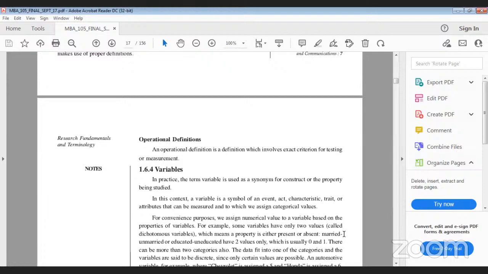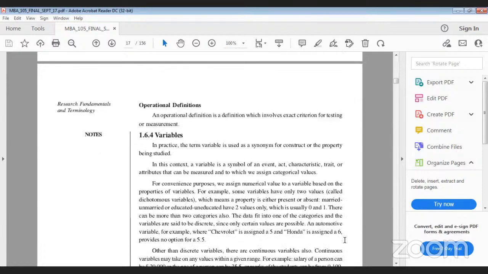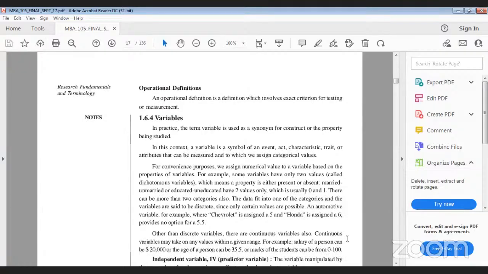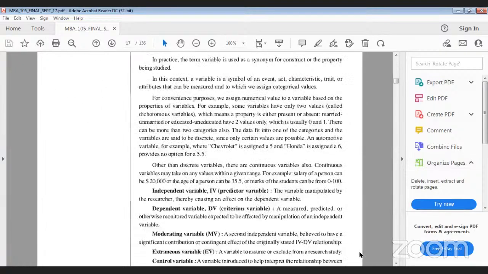There can be more than two categories also. The data fit into one of the categories, and the variable is said to be discrete, since only certain values are possible, and a nominal variable. For example, Toyota is assigned 5 and Honda is assigned 6, which provides no numerical options.